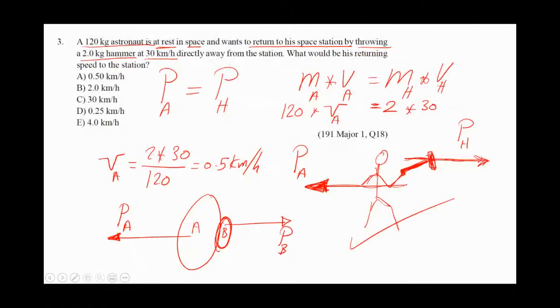In all of these cases, two objects at the beginning have no external force, but one of them, like the bullet, like the gas, like the hammer in this case, moves in a certain direction. So this will push the other one in the opposite direction. What is the relation? The two momentums are the same. Okay, guys?